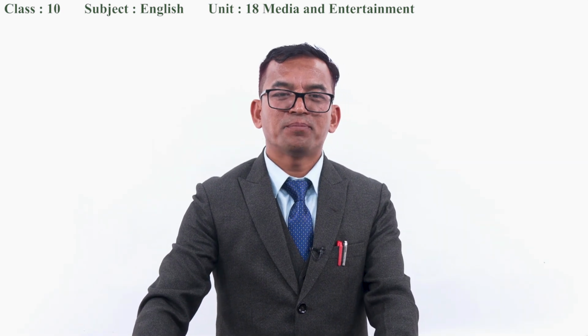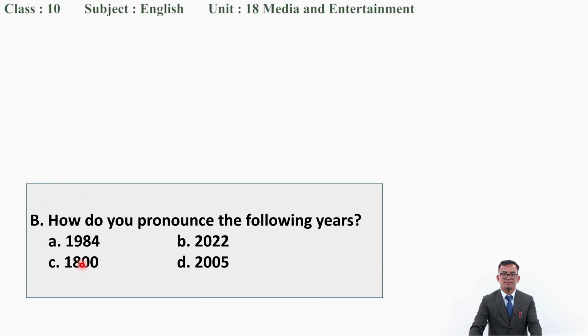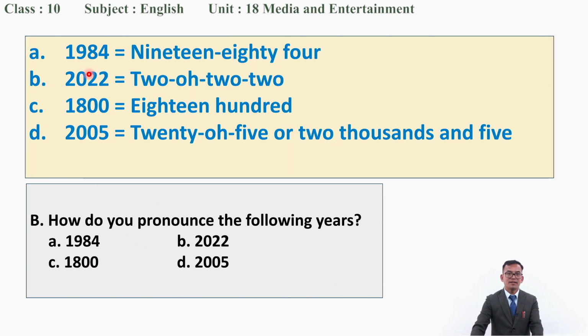Great. So how do you pronounce the following years? Yeah? 1984. What about next? 2022 or 2022. And if you have 20 at the end, how do you pronounce? You're right. 1800. If you have 0 somewhere in the middle, the first two digits, then 2005 or 2005.